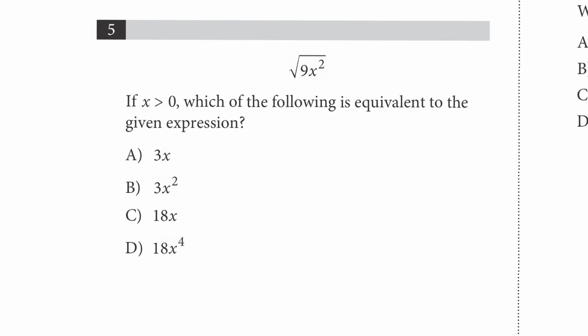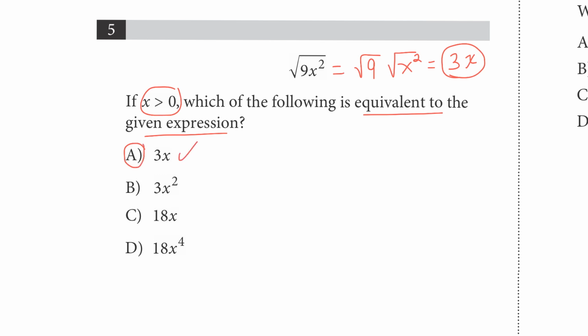Problem number 5, the square root of 9x squared, if x is a positive value, which of the following is equivalent to the given expression? All we have to do is simplify this, and we can take the square root of 9 and the square root of x squared. The square root of 9 is 3, and the square root of x squared is the absolute value of x. In this case, since x is positive, the answer is just 3x, which would make it answer A. A would be the answer for number 5.